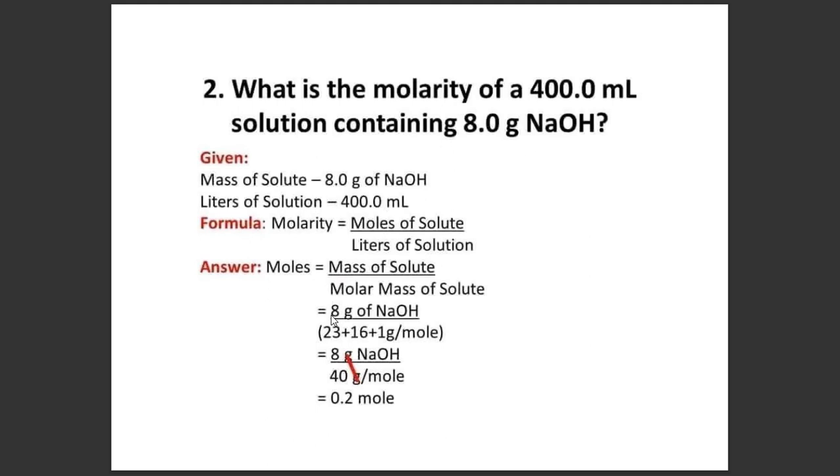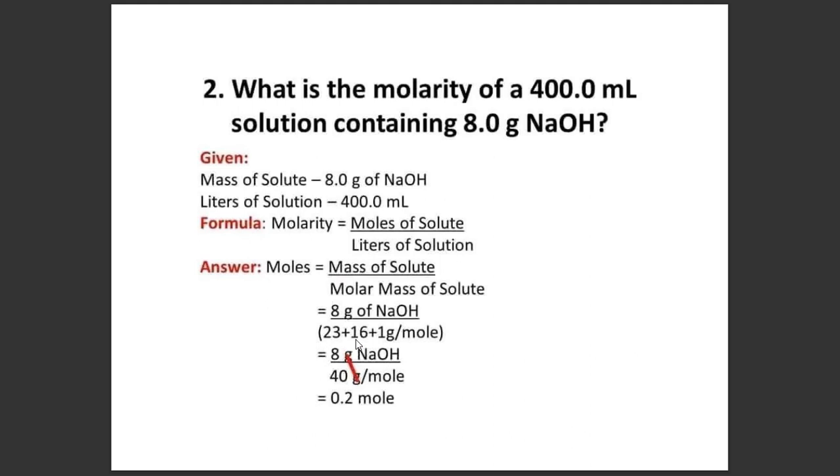So which is 8 grams over the molar mass, and the molar mass is found just by summing up the atomic masses of the various atoms in the molecule. The atoms in the molecule are sodium, oxygen, and hydrogen. Their atomic masses are respectively 23, 16, and 1. So summing them up gives you 40 grams per mole of the sodium hydroxide.